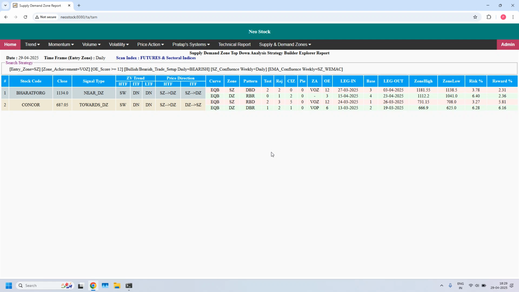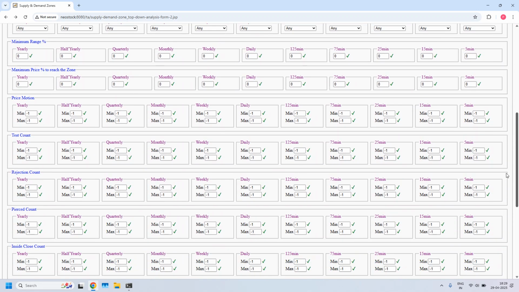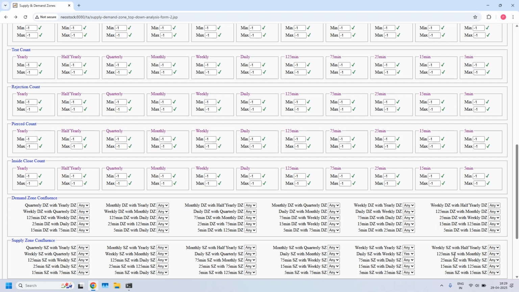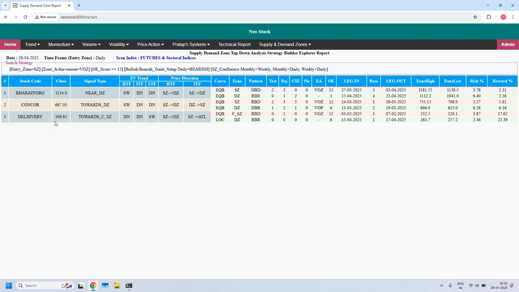Okay. Next we will look into LTF, ITF and HTF supply zone confluence supported stocks. Removing EMA filter. In the supply zone confluence, 3 filters we have to set. First filter is already enabled, daily with weekly. Next, daily and monthly supply zone confluence, weekly and monthly supply zone confluence. With all the 3 filters enabled, we got all the 3 stocks.